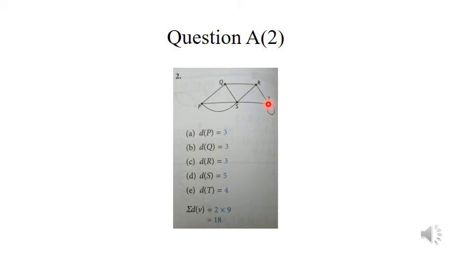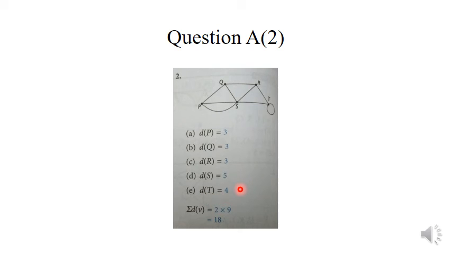So I repeat. For vertex T, how many edges from vertex T? TR 1, TS 2, and start with T and end with T, 3 edges, that is clockwise. One more, start from this T and end with T, anti-clockwise, 4 edges. That's why the degree for vertex T is 4.